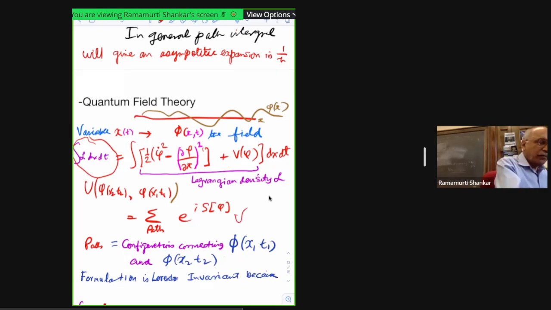Each one should get a weight which is exponential of i times S over h bar, where the action is this for a scalar field. We can see it is relativistically invariant. This is all relativistically invariant, and dx dt is Lorentz invariant. So you now have a Lorentz invariant formulation of quantum field theory, which is what people use nowadays. So give me any scalar field or Higgs field or whatever you want, you can do that. You can integrate the Lagrangian and get a Lorentz invariant answer.